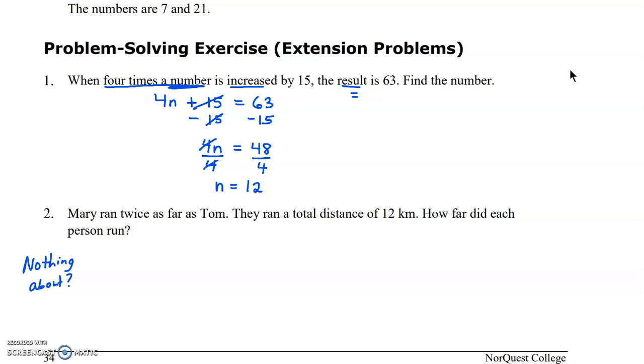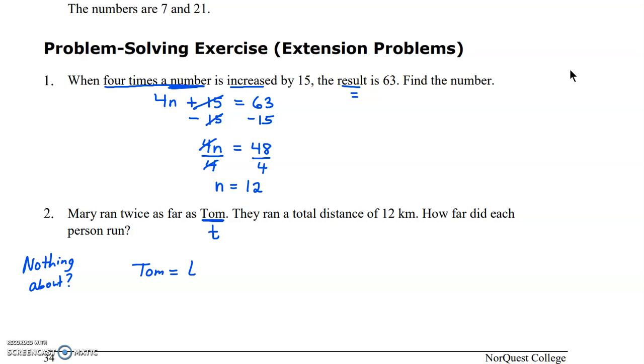Mary ran twice as far as Tom. So we know something about Mary. We know Mary ran twice as far as Tom. What we don't know is anything about Tom. So when we determine who we know nothing about, that person becomes our variable. So Tom, I'm going to assign as the letter T. And I'm going to write this on the side, and this is a good strategy as well.